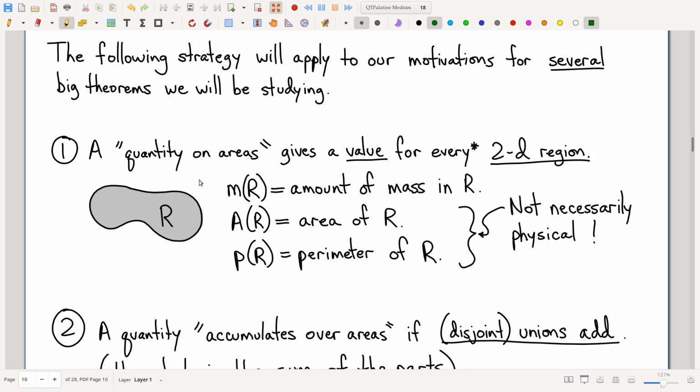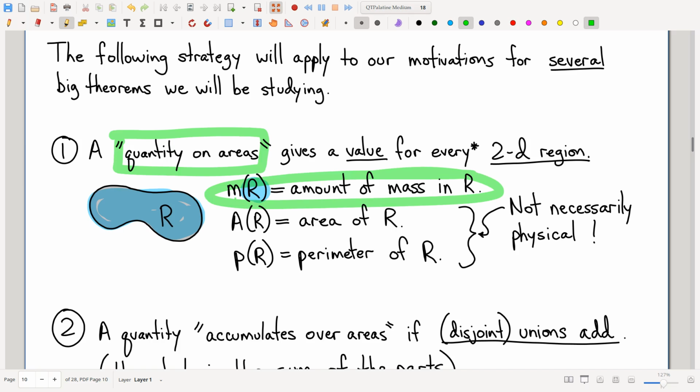This first one is not a deep point at all. I'm going to define what I mean by a quantity on areas. It just says that if you give me an area, then I can define a corresponding quantity. So for example, if you give me an area, I can say, okay, how much mass is in that region of area? That's all. It's just a quantity of interest. You give me a region, there is a corresponding amount of whatever that quantity is. So mass is a nice example.